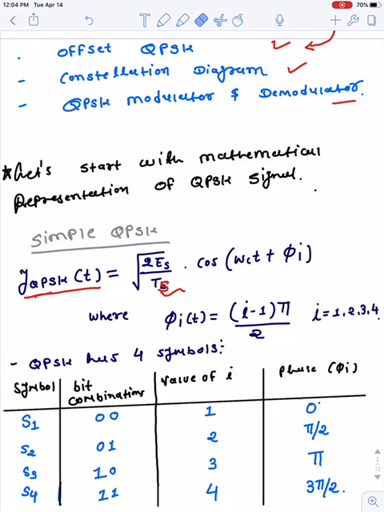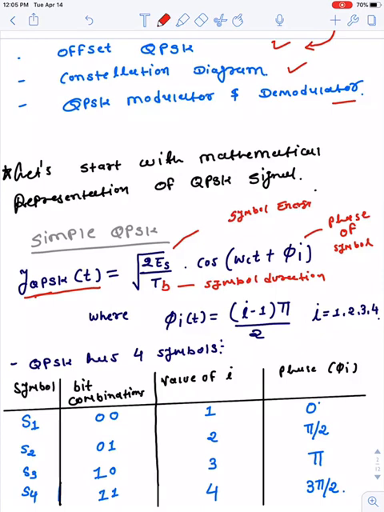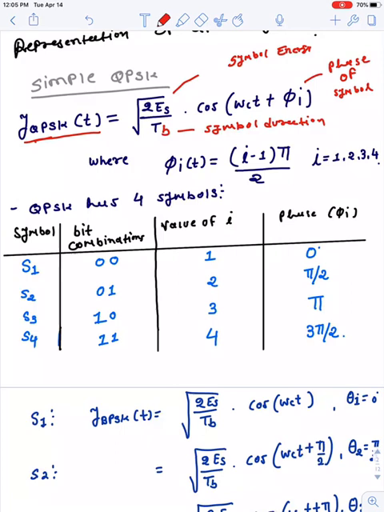So it can be defined as the square root of 2Es by TB, where Es is the symbol energy, and TB is either a bit duration or we can consider it as a symbol duration. Then it is multiplied with cos(omega_c t plus phi_i). Phi_i is the phase associated with symbol i. In QPSK we have four symbols, S1, S2, S3 and S4. Accordingly this phi_i can also take four values. This phi_i can be represented as (i minus 1) times pi by 2.